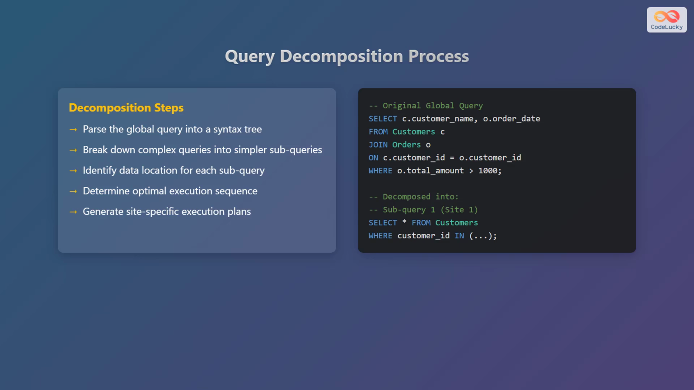Fourth, the optimal execution sequence for the subqueries is determined to minimize data transfer and processing time. Fifth and finally, site-specific execution plans are generated, tailored to the capabilities and data distribution of each individual site. As an example, on the right side of the slide, the original global query is given and it is decomposed into subqueries.